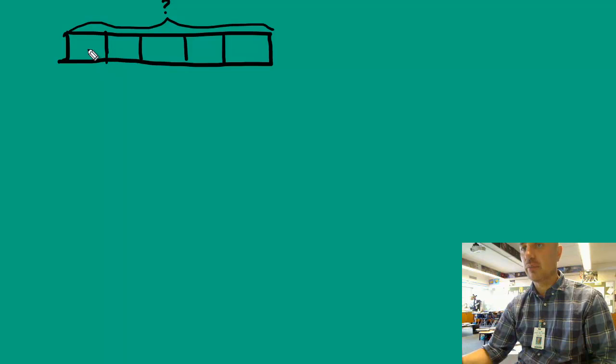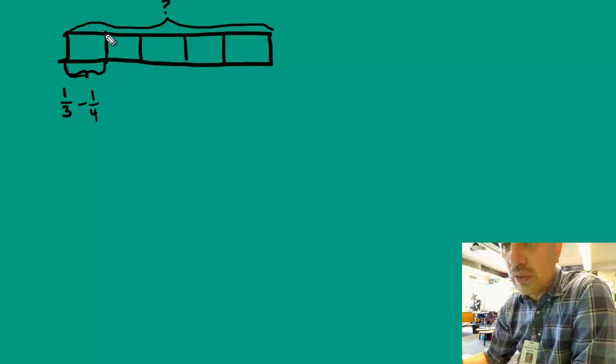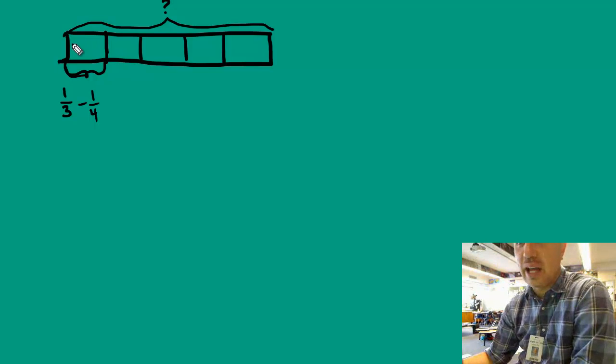So I have 5 different pieces: 1, 2, 3, 4, 5. And I know that one of these, this guy right here, is going to be 1/3 minus 1/4. So this right here is 1/3 minus 1/4. And how many of them do I have?